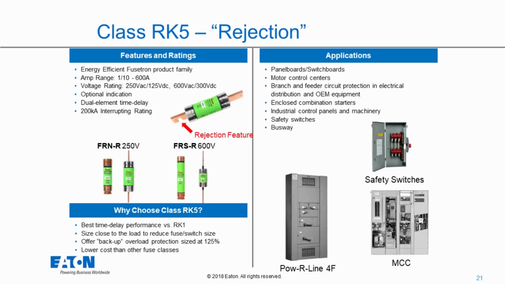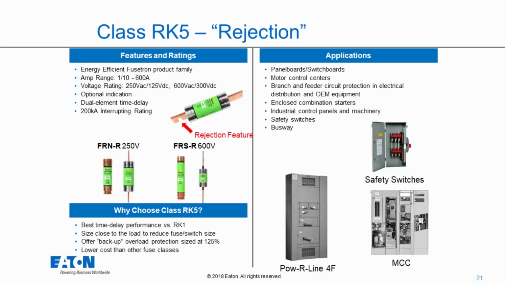So we can size it close to the load, and that reduces the fuse and switch size. The nice thing is also we offer backup overload protection for motors if we size it at 125%. Because of how much time delay we can build into this fuse, we can size it very close to the motor. And what happens then is if for some reason your overload on your motor starter fails, or it doesn't operate for some reason, and you do size this for a backup overload protection, this fuse will open up. It'll see that overload condition and will open up in a timely manner.